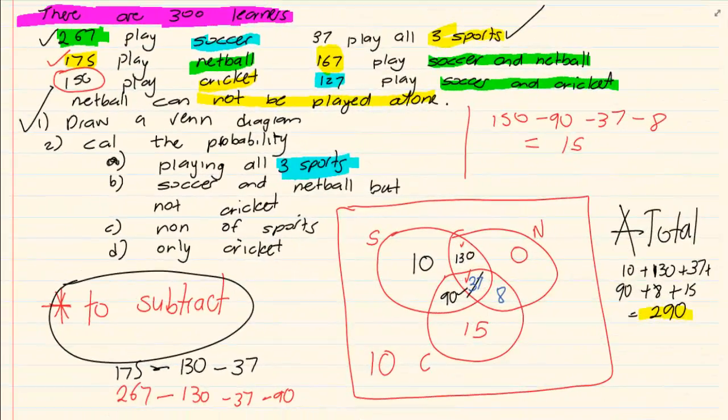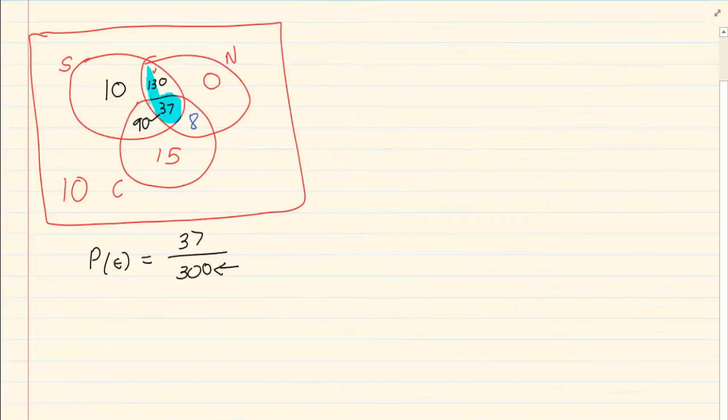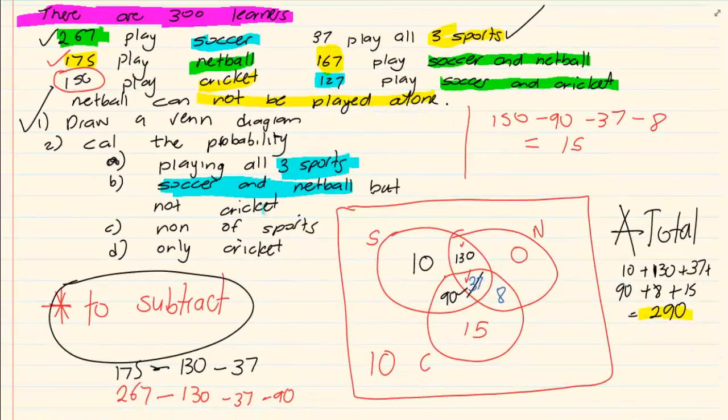Now the next question is, they play soccer and netball. Now do you remember when we had done "and", it meant only the overlap. So we had discussed this in grade 10 where we had said the "or" means everything, but the "and" means only where they overlap. Now the "and" for soccer and netball would be this entire overlap. But then they have a bit of a restriction. They say, but not cricket.